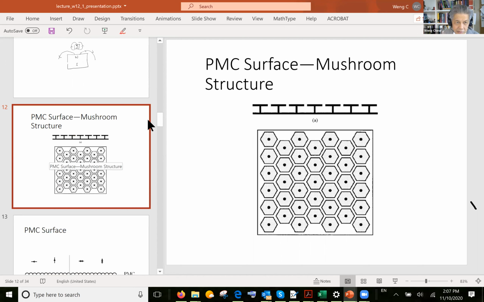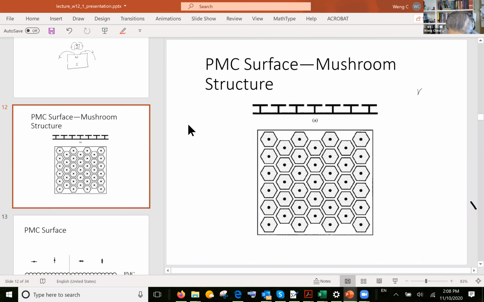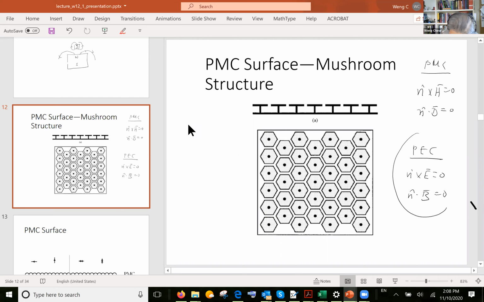It's not easy. PMC surfaces are surfaces for which you have n cross H equal to 0, and then n dot D equal to 0. Okay, this is a PMC. For PEC, we have n cross E equal to 0, and then n dot B equal to 0. So these two surfaces are dual of each other.